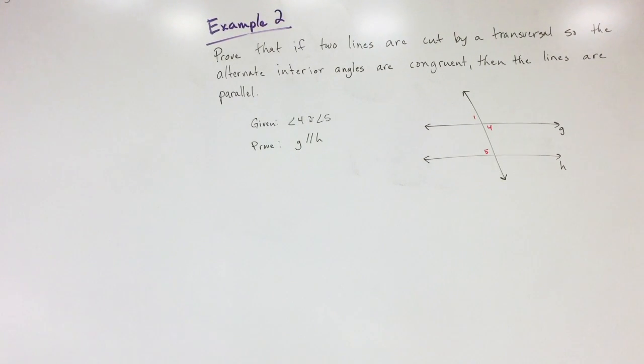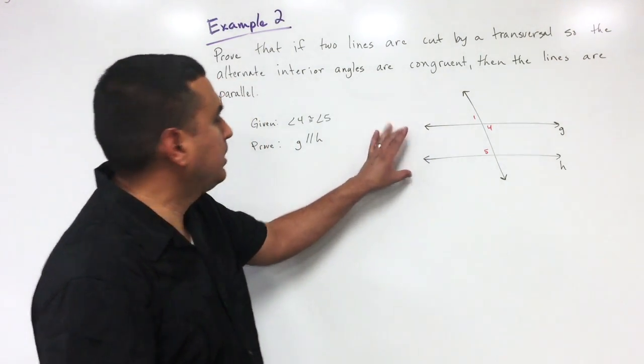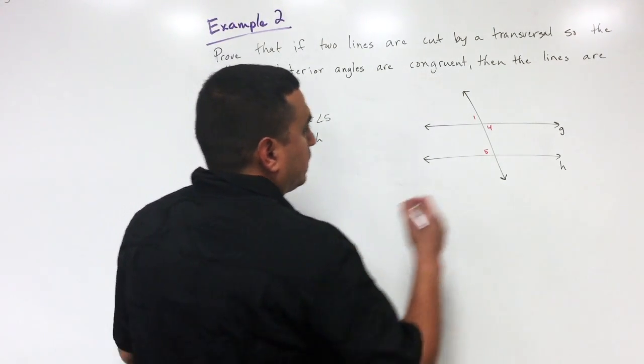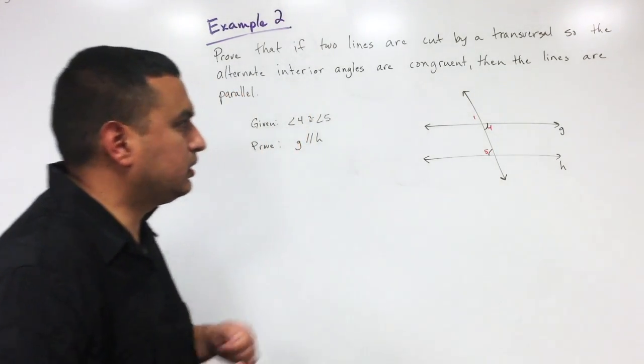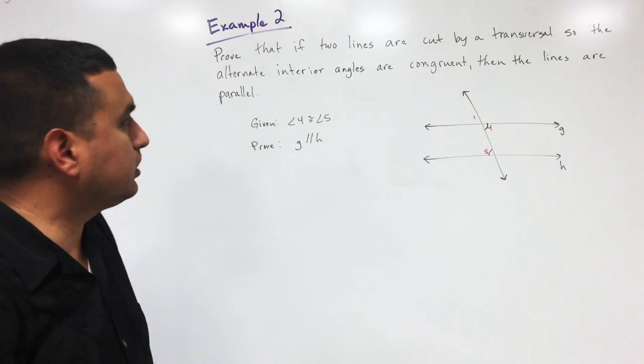Example 2 wants us to prove that if two lines are cut by a transversal so that the alternate interior angles are congruent, then the lines are parallel. Here's the drawing for it. They went ahead and gave us that angle 4 is congruent to angle 5. So in our picture we would have an arc there to show that those two angles are congruent, and they want us to prove that G is parallel to H.